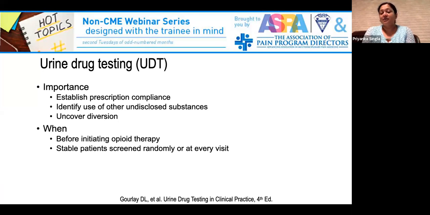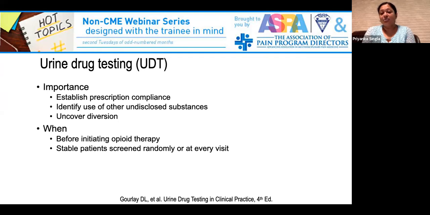It can identify use of other undisclosed substances. There are certain substances that are not identified on the UDT, and you have to order them separately. For example, at University of Virginia, if we want to test somebody on buprenorphine or tramadol, we have to order it separately along with the regular screen. So please be familiarized with what your institution's particular urine drug testing kit can or cannot detect on a particular screen. It can uncover diversion.